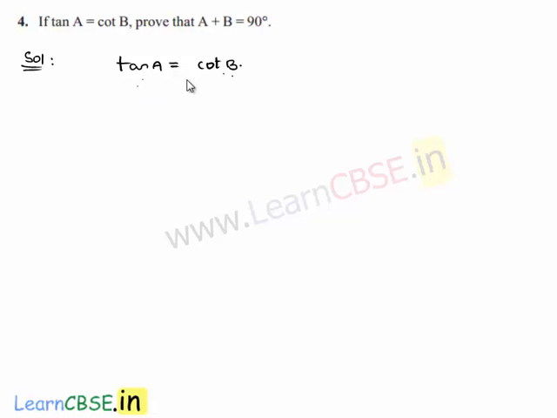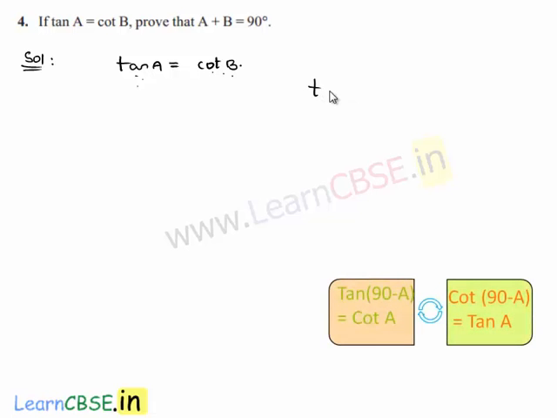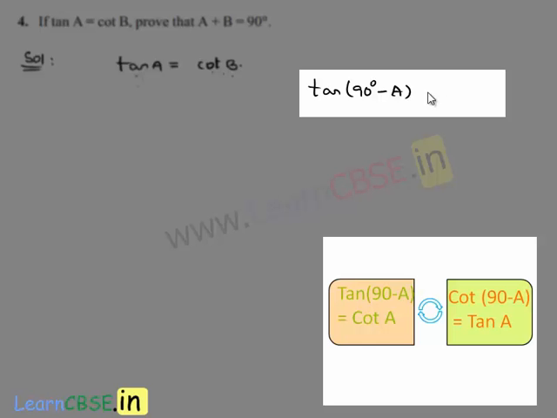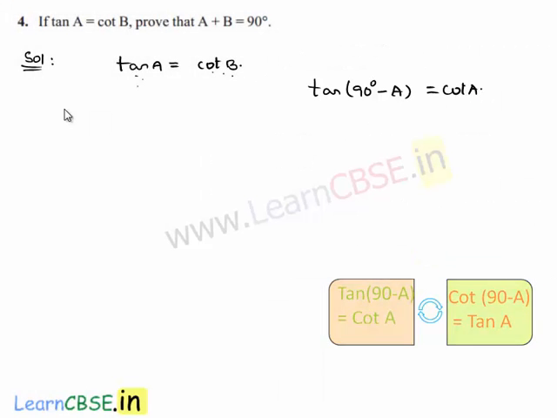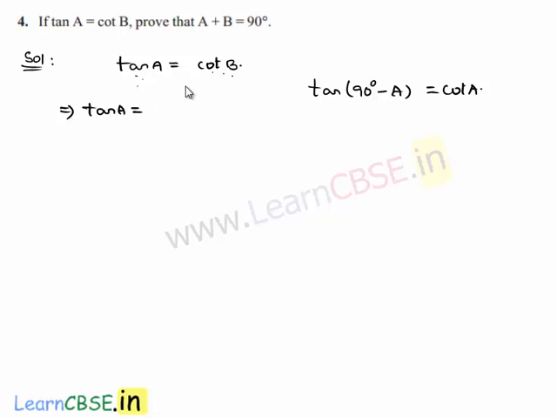So, in order to convert the right hand side in terms of tan, we have a formula that tan of 90 degrees minus A is nothing but cot A. So, by using this, we can write tan A is equal to, cot can be expressed in terms of tan as tan of, instead of A, here we have B, so that will be 90 degrees minus B. So as on left hand side and right hand side we have the same trigonometric ratio of an angle, we can equate the angle, so that will be A is equal to 90 degrees minus B, which implies, now let us transpose minus B to the left hand side, we get A plus B is equal to 90 degrees, which is the required proof.